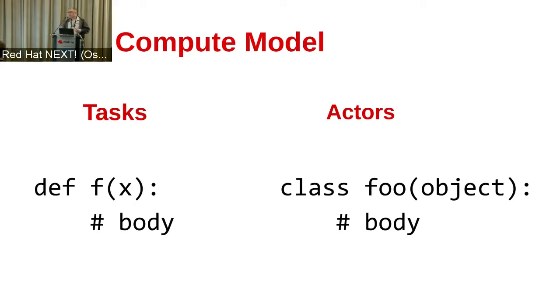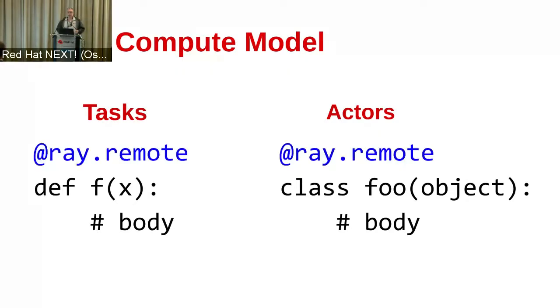And Ray makes it extremely easy to do this in Python. If you have a Python function and you annotate it with the Ray remote decorator, then you can turn that into a task. And similarly, if you have a class and annotate it with ray.remote, you can use it as an actor to deploy little service-like objects out on the cluster.